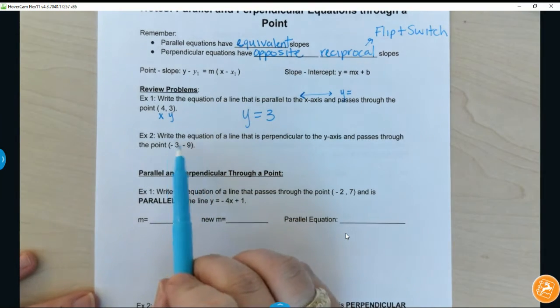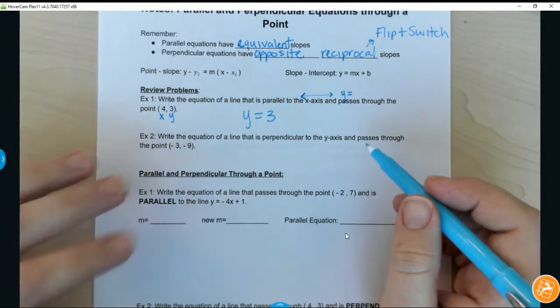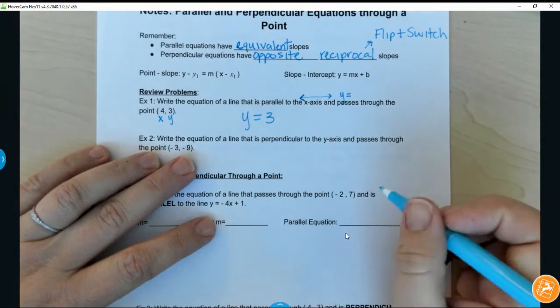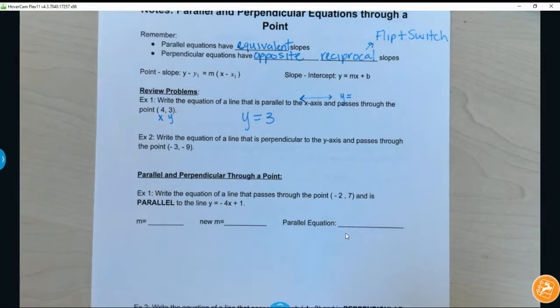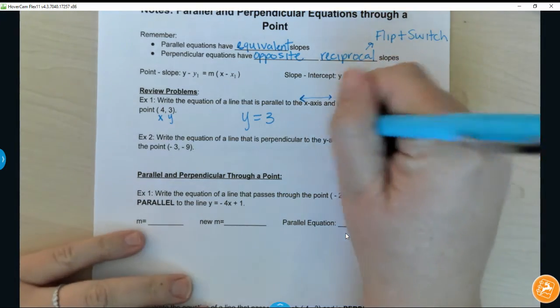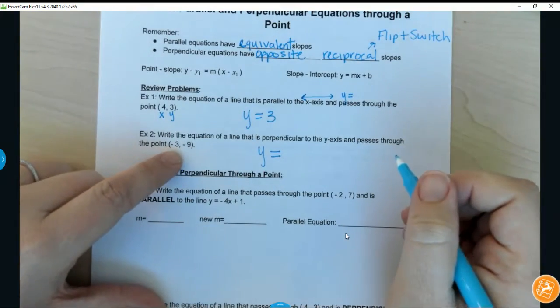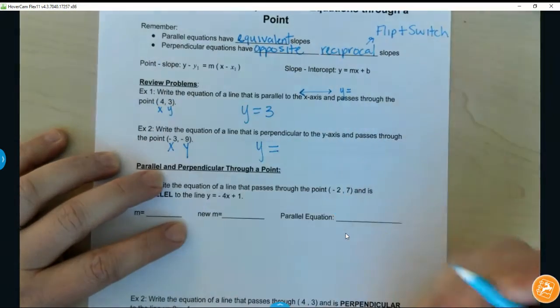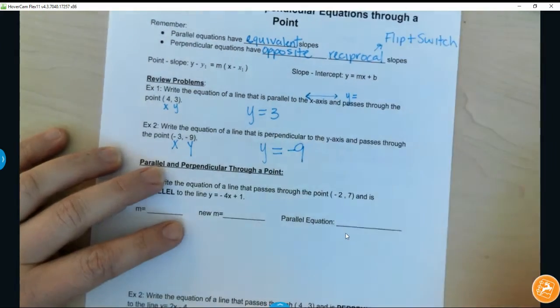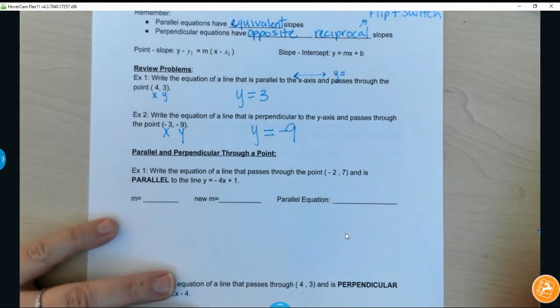Next up, we have write the equation of a line that is perpendicular to the y-axis and passes through the point -3, -9. So if it's perpendicular to the y-axis, that means it's going to be another horizontal line. So we know, again, it'll be y equals. And then if it has to go through the point -3, -9, this would be the x. This would be the y. So y equals -9 would be the equation for the line that is perpendicular to the y-axis and passes through the point -3, -9.